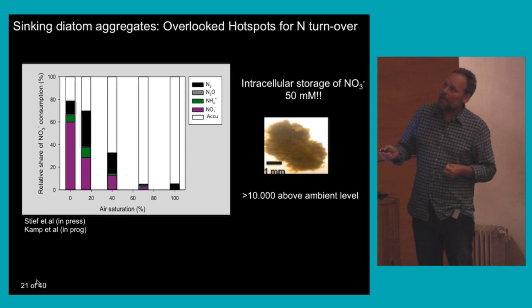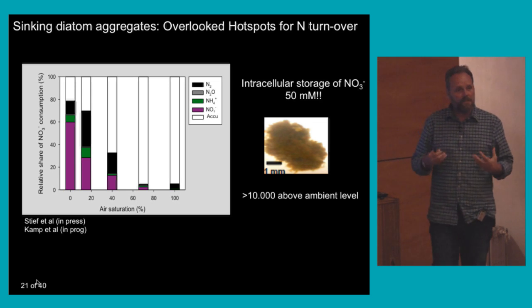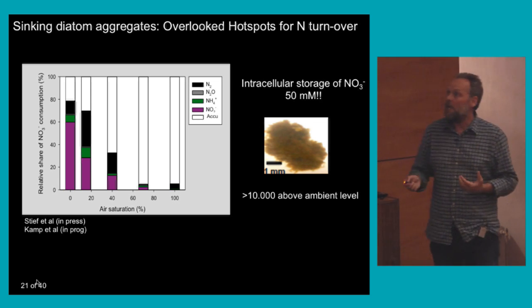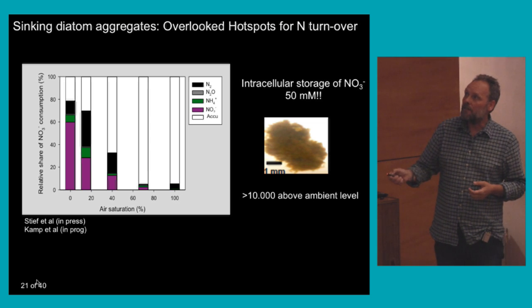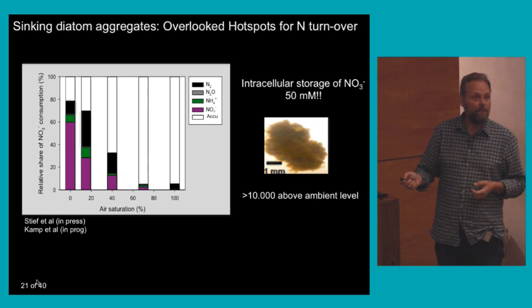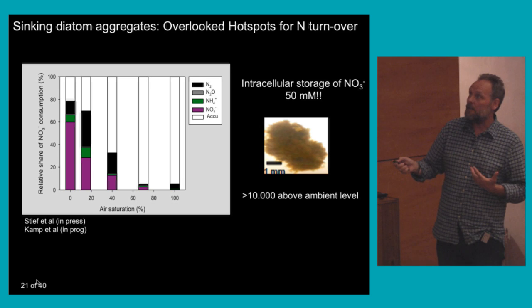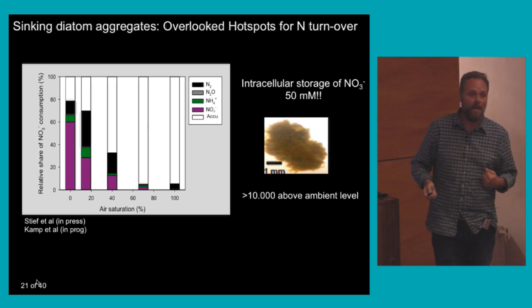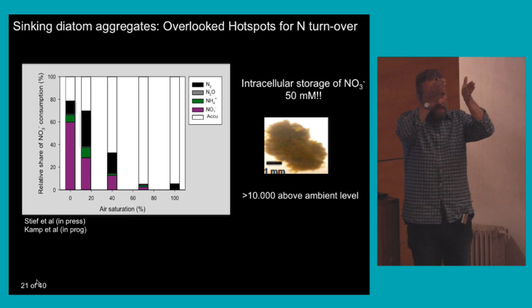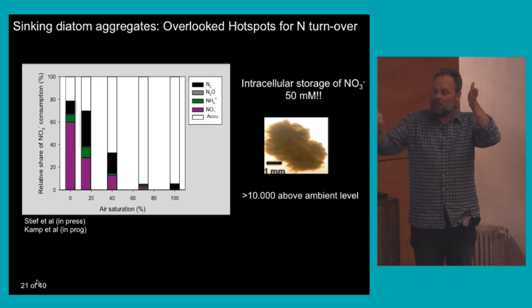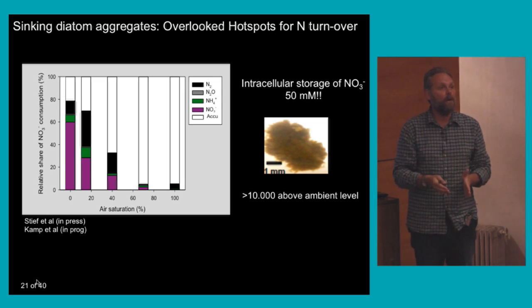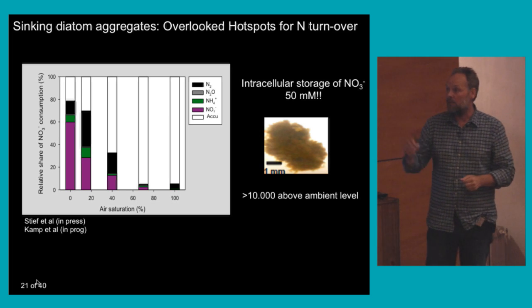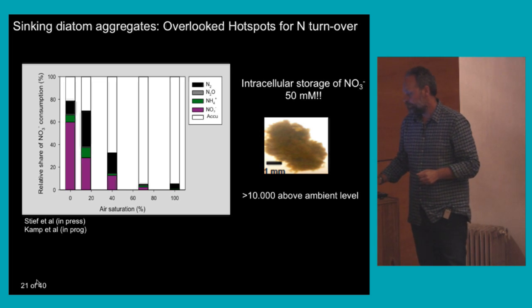But another important finding was that the Skeletonema cells were able to store intracellularly very high concentrations of nitrate. And that, at high oxygen concentration, was the most abundant fate of the nitrate. So it remains within the cell, which could concentrate it up to about 10,000 times ambient. So it's integrated in the aggregates, and if it's not turned over, it's getting exported out of the photic zone into the deep sea at very high concentrations.